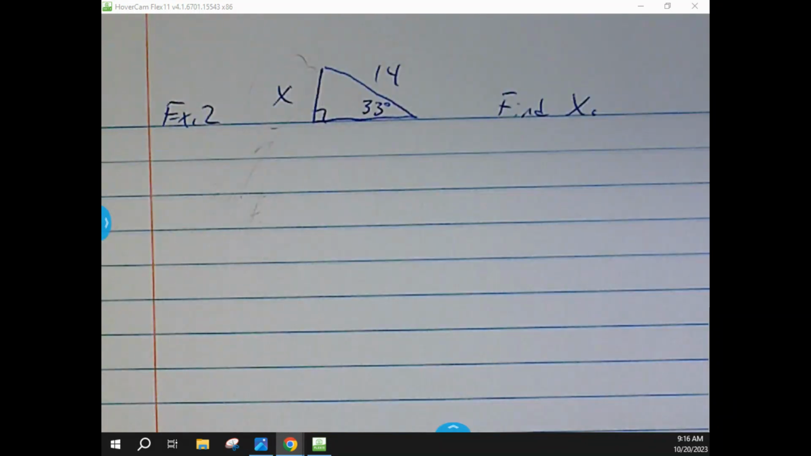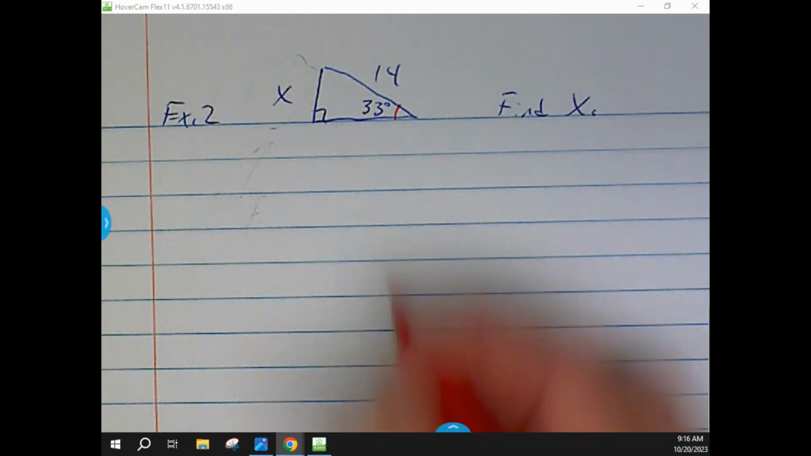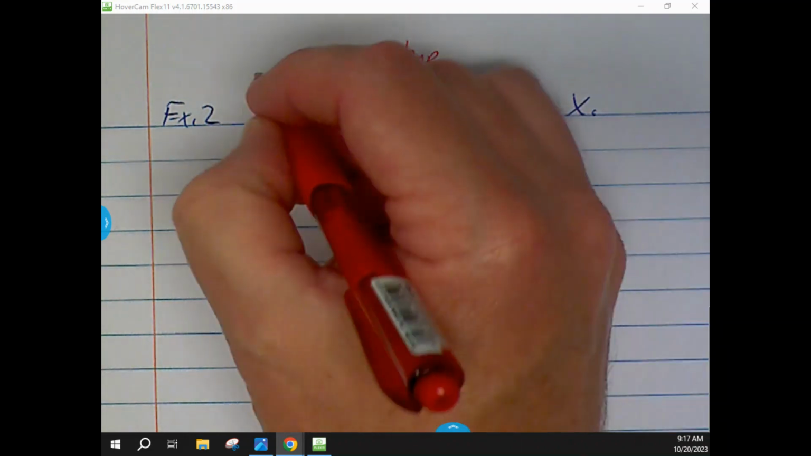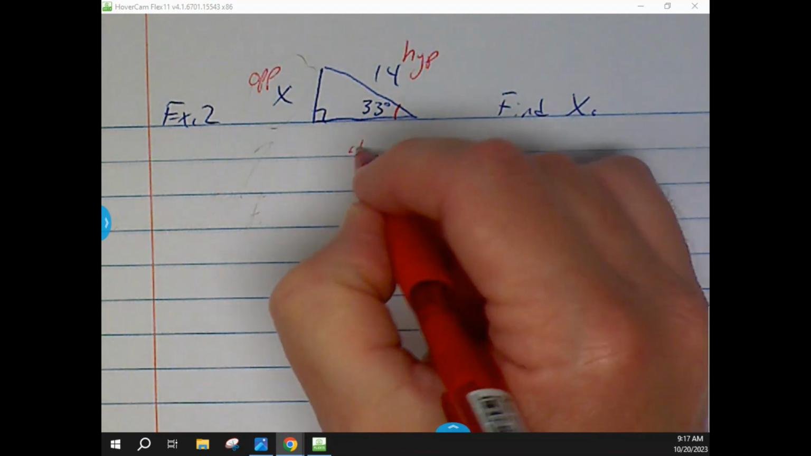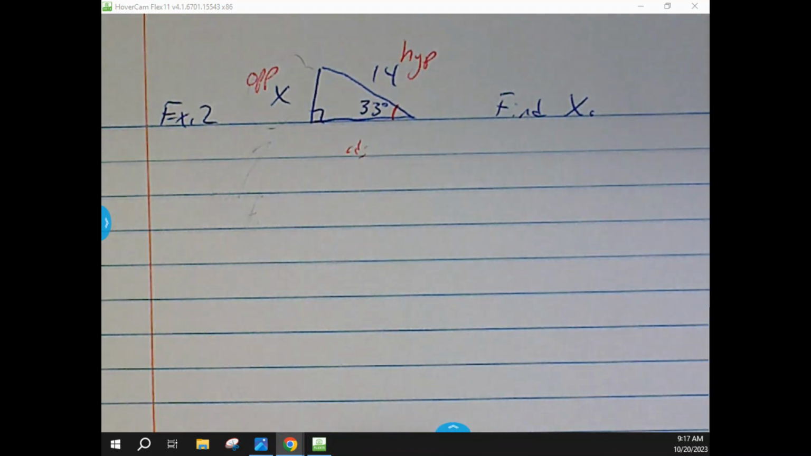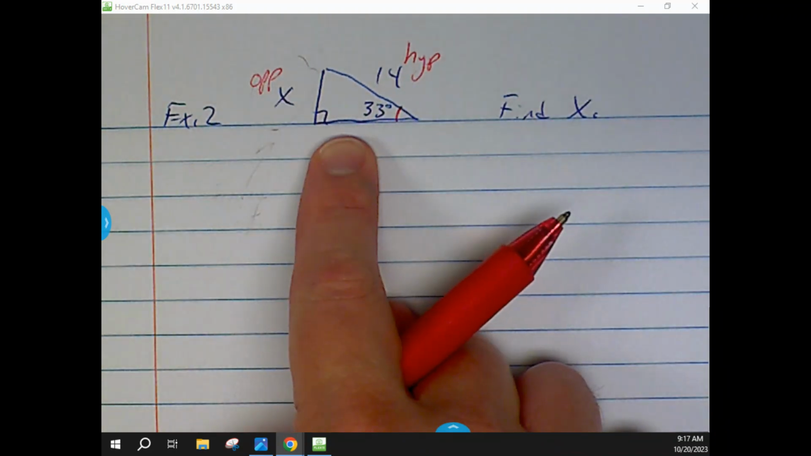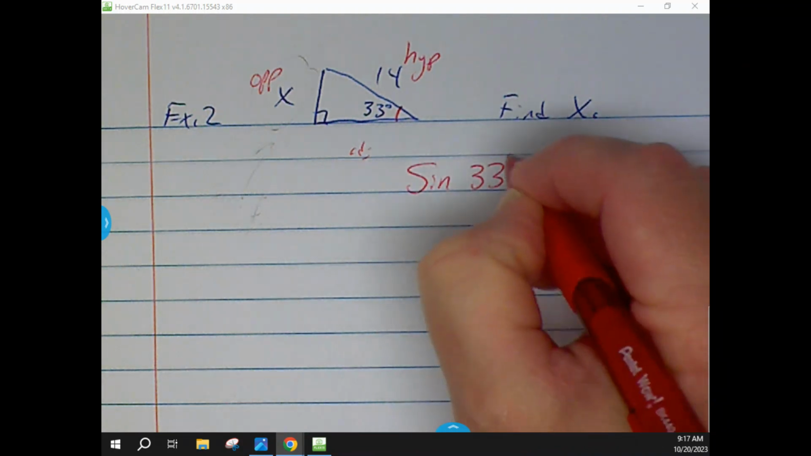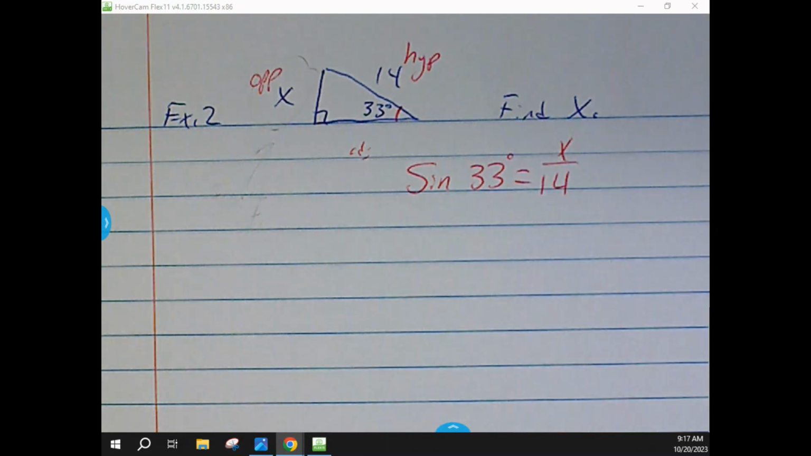Okay, so what you have to do is, again, based on this angle, you've got to label everything that's here. This would be the hypotenuse, and this would be the opposite side over here. Now we could call this the adjacent, but again, all you basically need is the sides that they've given to you. So if you have opposite and adjacent, that means we've got to use sine. So we're going to do the sine of 33 degrees equals x over 14.